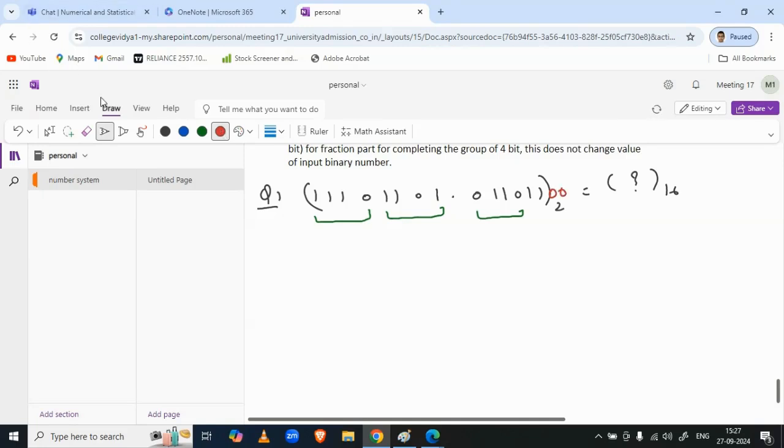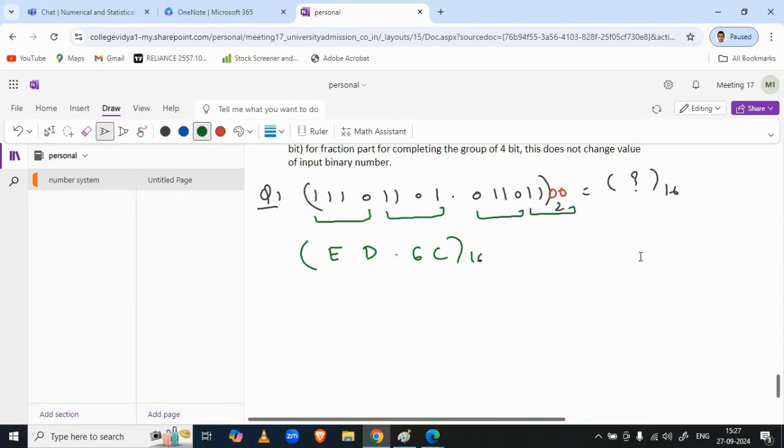Okay, now we will form this group. Now we will write the hexadecimal equivalent of this binary number. 1110 means E, 1101 means D, point, 0110 means 6, 1100 means C. So this is the hexadecimal equivalent.